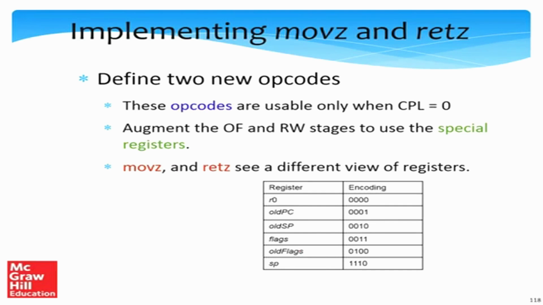So implementing MoveZ and RETZ, these opcodes are usable only when CPL is 0. We augment the OF and RW stages to use these special registers if there is a requirement. Also, in this mode we'll see a different view of registers. Let us see just 6 registers. Let us encode R0 as 0000, old PC as 1, old SP as 2, flags as 3, old flags as 4, and the stack pointer SP as 1110, which is the same as 14, so it maintains its existing value. But the rest we give new values. Essentially, in privileged mode we see a different encoding of registers, and this encoding also corresponds to different privileged registers.